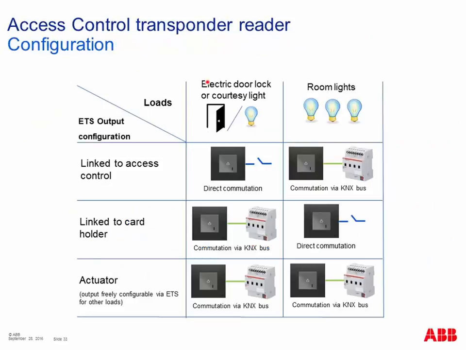Summarizing, here in this table, you can see that the most important configuration we have in our transponder reader is related to the output. We can choose if the output is linked to access control, which means that the output is linked to the card validation event. Linked to the card holder means that the output is linked to the card insertion and removal in the conventional card holder, which is connected to the transponder reader. Actuator means that the output is a standard output, seen as a standard output from the switch, like the DIN switch actuator from the KNX range.